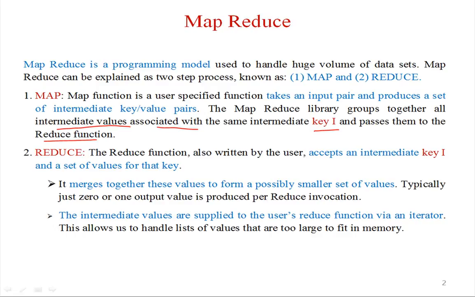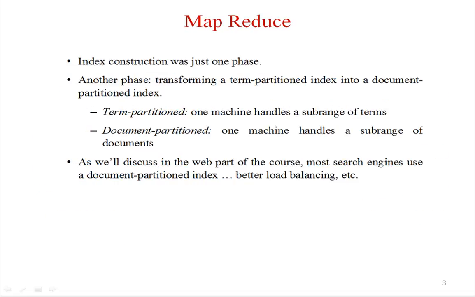The reduce function, also written by the user, accepts an intermediate key and the set of values for that key. It merges these values to form a possibly smaller set of values, typically just 0 or 1 output value per reduce invocation. The intermediate values are supplied to the user's reduce function via an iterator. This allows us to handle lists of values that are too large to fit in memory.